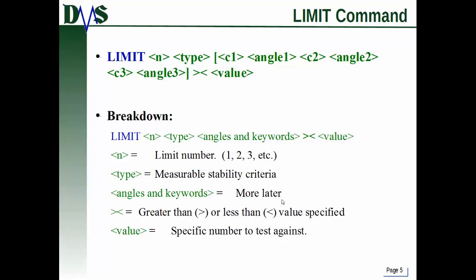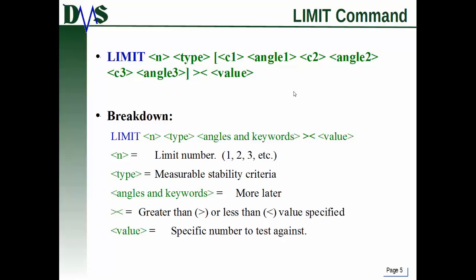Angles and keywords, this is what we're going to spend most of the presentation about, these different angles and keywords and how to specify them all. And then this can either be a greater than or less than your value specified. So big N pointing to the left, that means greater than, and big N pointing to the right, that means less than. And then the value is going to be an actual number. So this has to be a specific number that you're going to test against.